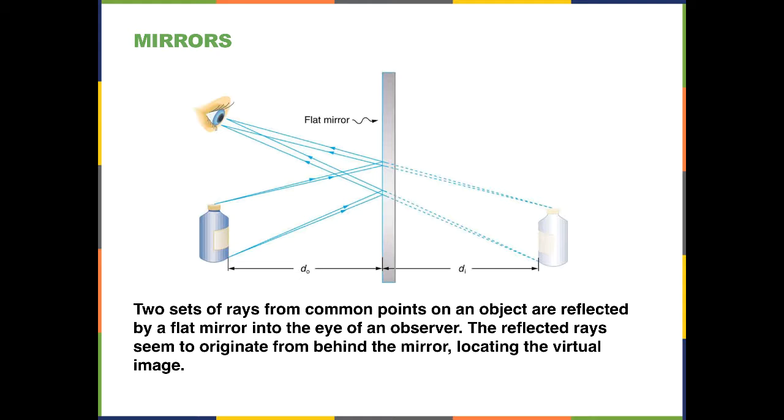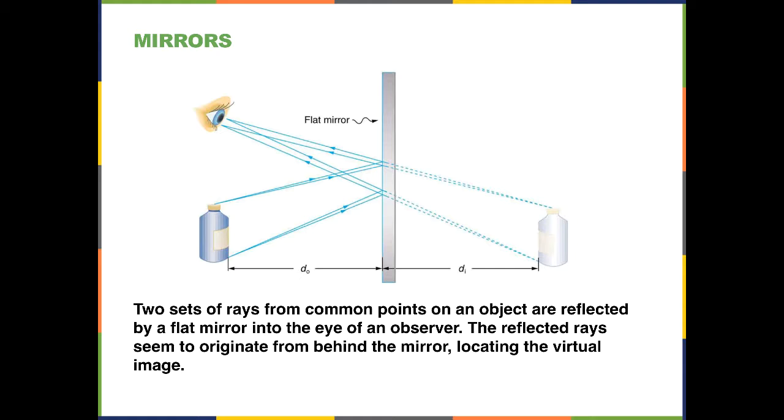A diverging mirror is convex. A converging lens is also convex. A converging mirror is concave. A diverging lens is also concave. So there are those differences, but most of the calculations are almost identical. So let's take a look.